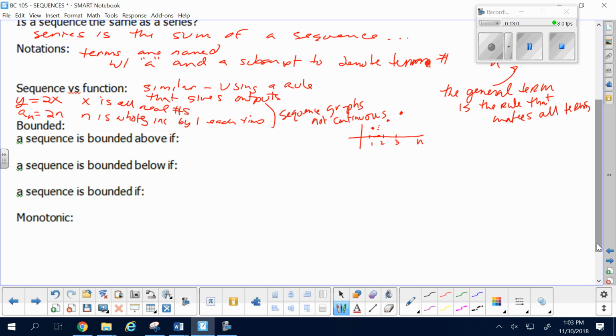Bounded. Bounded we don't usually use with functions. Although, actually we do. Upper bound, lower bound, least upper bound and greatest lower bound. If I asked you for the least upper bound of this polynomial, could you find it?